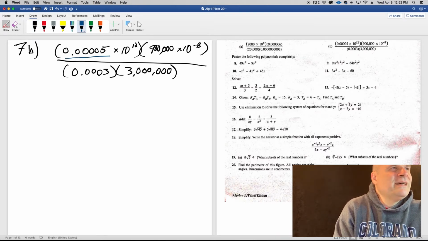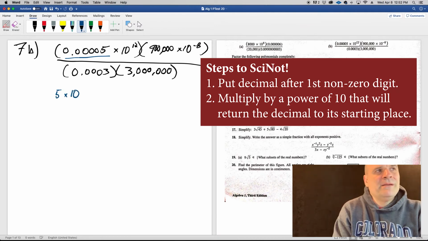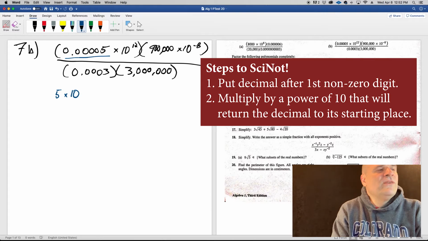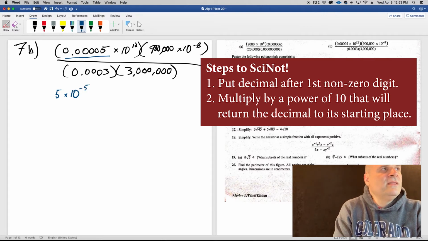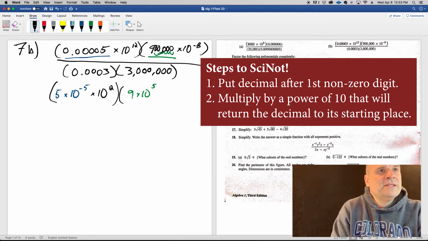Let's rewrite this guy. This is just 5 times 10 to the, how many places you have to go to get it back? 1, 2, 3, 4, 5 to the left. So times 10 to the -5th. All times 10 to the 12th, right? Multiplied by this guy, 900,000, is just 9 times 10 to the 1, 2, 3, 4, 5. All times 10 to the -8th.